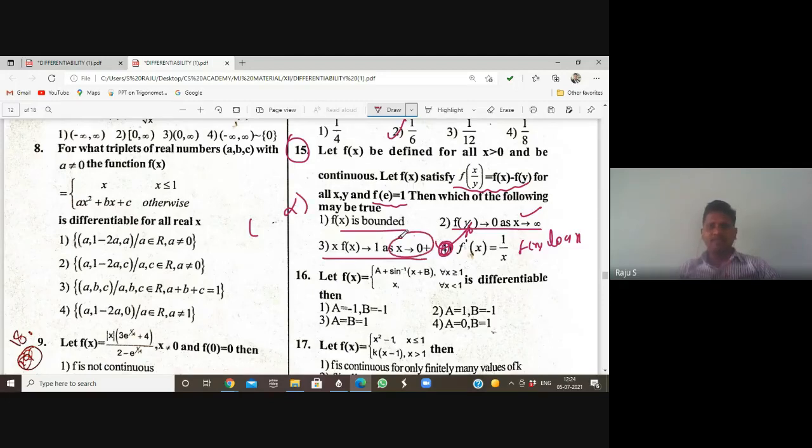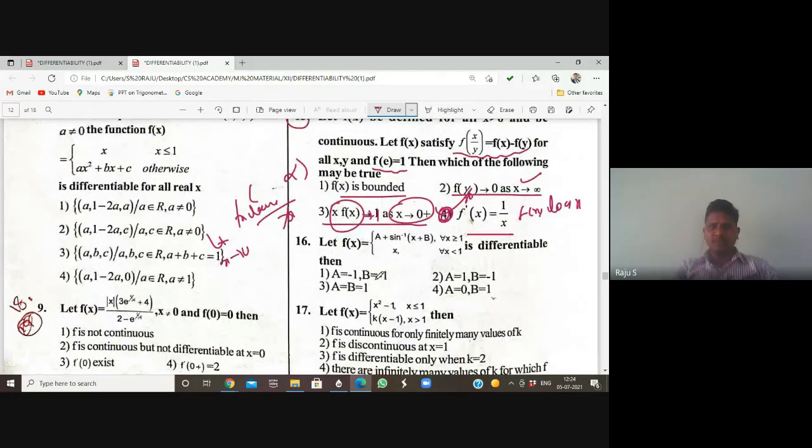When x tends to 0 plus, x into f of x is x into log x, and they say the value tends to 1. No. Substitute here: limit x tends to 0, 1 by x will be there, x gets cancelled, log 0 is undefined. But they given tends to 1. No. Wrong. So remaining three options are wrong. This is directly the derivative, 1 by x.